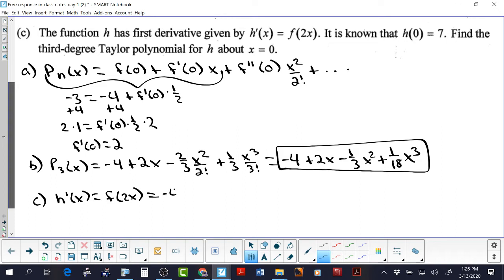We get negative 4 plus 4x if we plug 2x in for that right there, minus 1/3, actually 4/3, because 2 squared is 4, x squared, and then plus, what would 8 over 18, that's 4/9. So we end up with 4/9 x to the third.